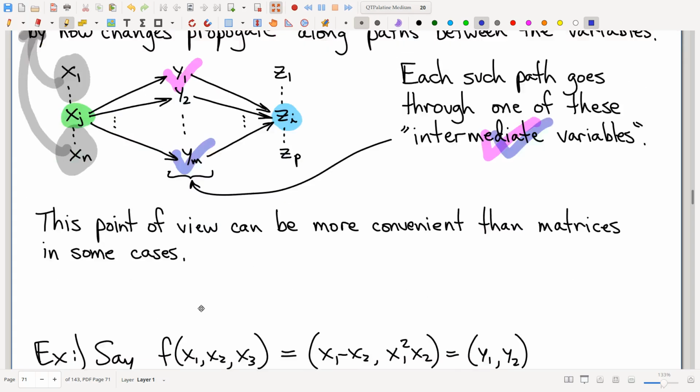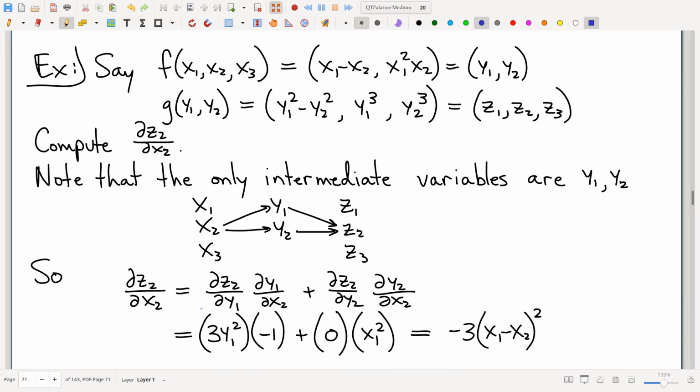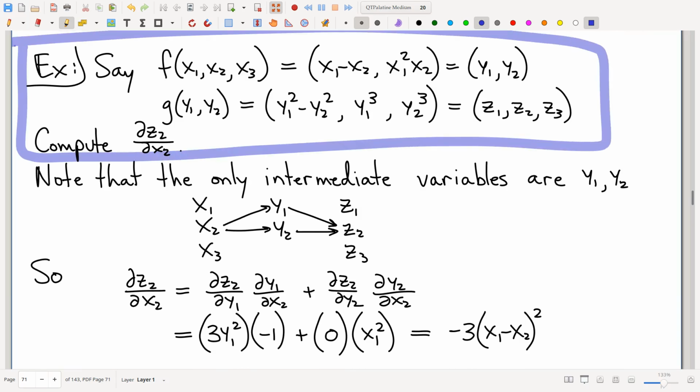Okay. All right, so let's see an example. Here's the question. Got a couple of functions given.